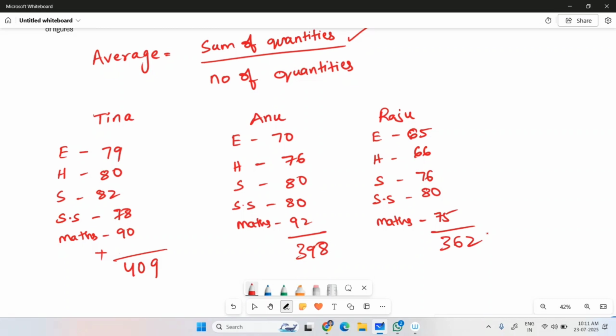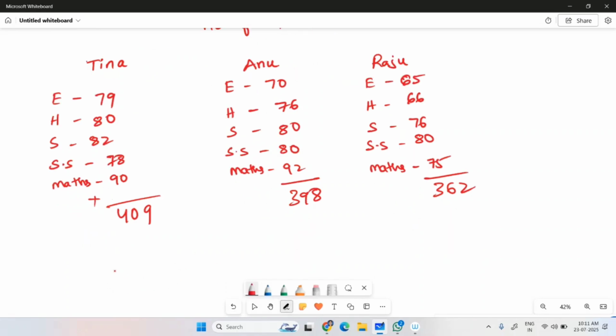Now we have the individual students' marks. We can compare the performances of these three students by finding out the average marks secured by each. For that, we divide the total marks of each student by the total number of subjects. Tina got 409 marks. So average equals 409 marks, total marks, by how many subjects? 1, 2, 3, 4, 5. So 5 subjects. If we divide, we will get 81.8. So Tina's average marks are 81.8.